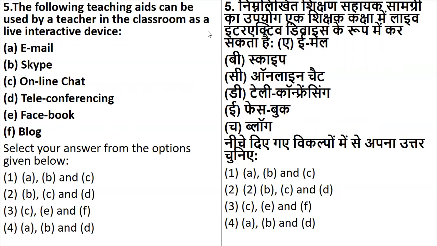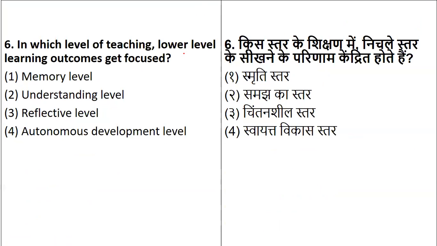So the live interactive device includes what? Whether it is email, Skype, online chat, teleconferencing, Facebook or blog. So in that case, yes, the live interactive. When we are talking about live interaction, it will include the following options. That is Skype, yes. Online chat, yes. And the option of teleconferencing. Email, Facebook, and blog are definitely digital, but they are not live interactive devices. Is it clear?